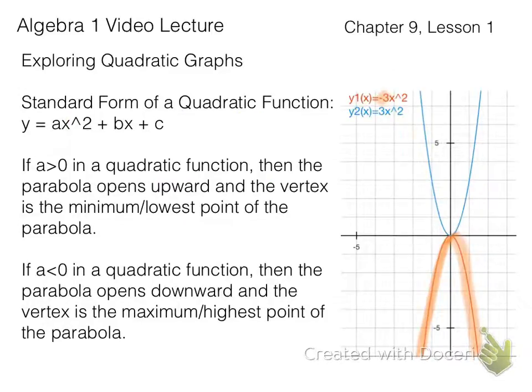Okay. So, standard form of the quadratic function, again, is ax squared plus bx plus c. And if a is greater than 0, so positive, then the parabola opens upward. If a is negative or less than 0, the parabola opens downward and the vertex is the maximum.